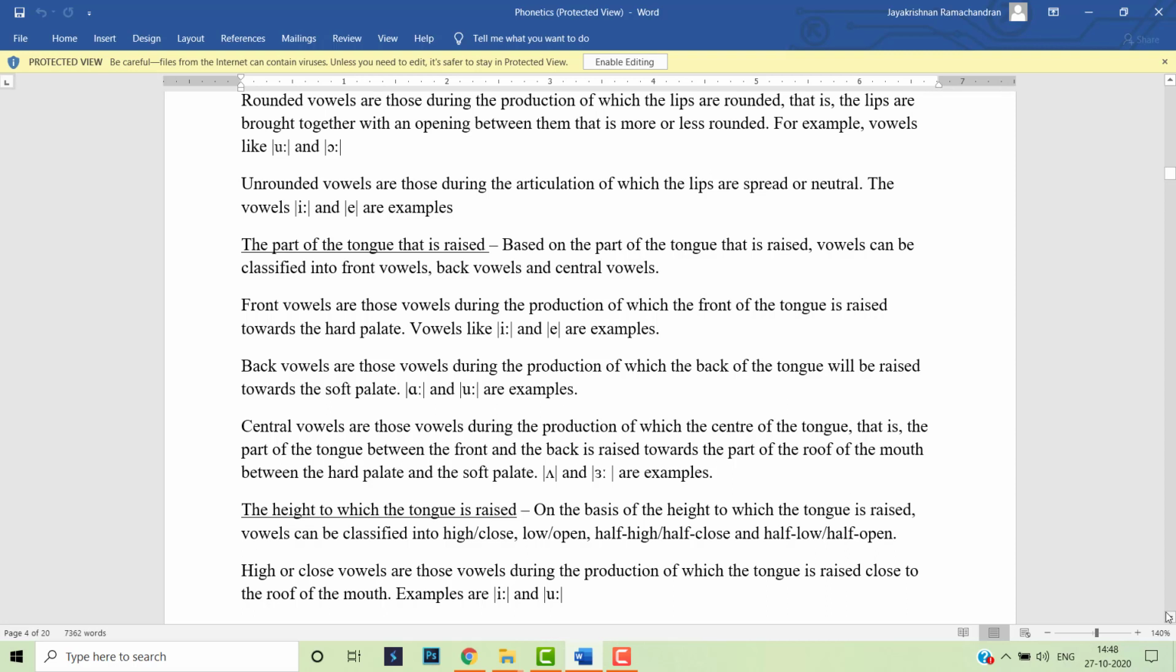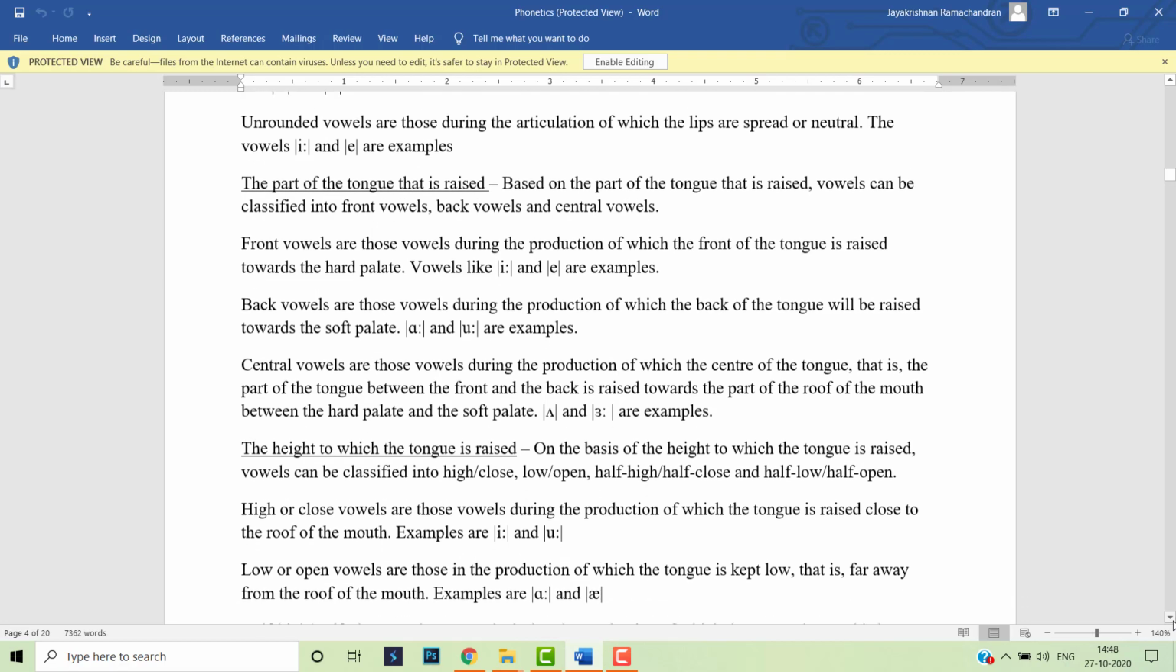So, central vowels are those vowels during the production of which the center of the tongue, that is the part of the tongue between the front and back, is raised towards that part of the roof of the mouth between the hard palate and the soft palate. Now, examples, okay, that small a, like when you say the word cup. So a cheriya a is a central vowel, and also the sound like you use in the word girl, or the one you use in the pronunciation of earth, or bird. That sound is central.